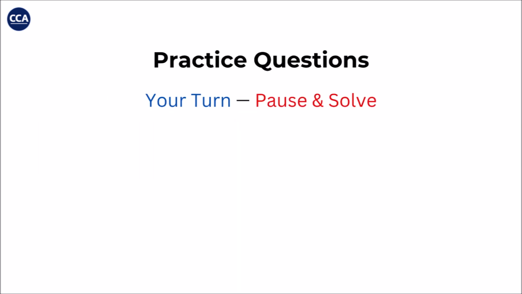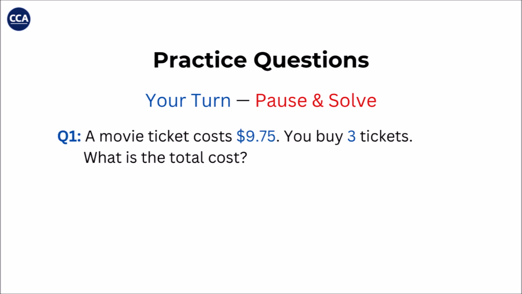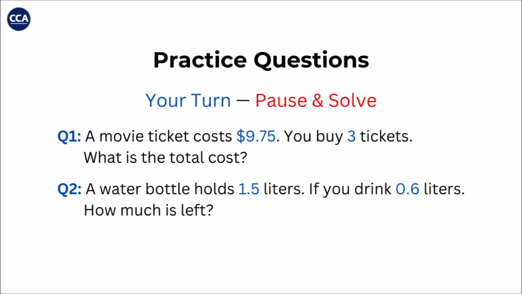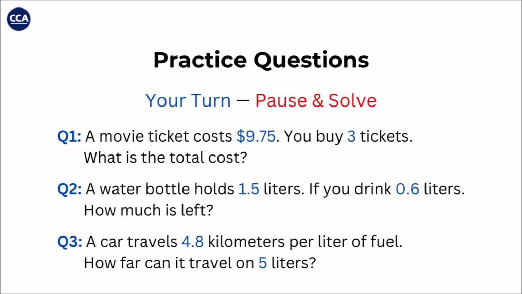Now, it's your turn. Pause the video and solve these. Question 1. A movie ticket costs $9.75. You buy 3 tickets. What is the total cost? Question 2. A water bottle holds 1.5 liters. If you drink 0.6 liters, how much is left? Question 3. A car travels 4.8 kilometers per liter of fuel. How far can it travel on 5 liters? Pause now.